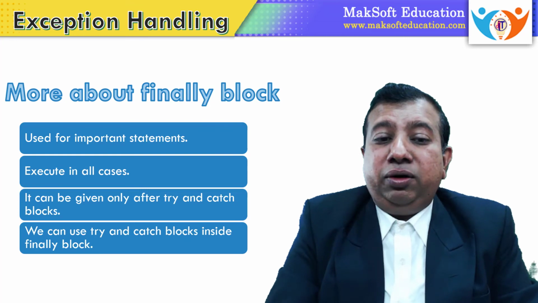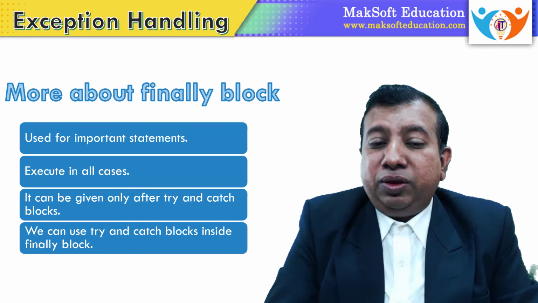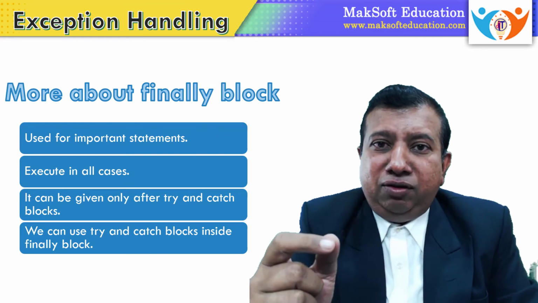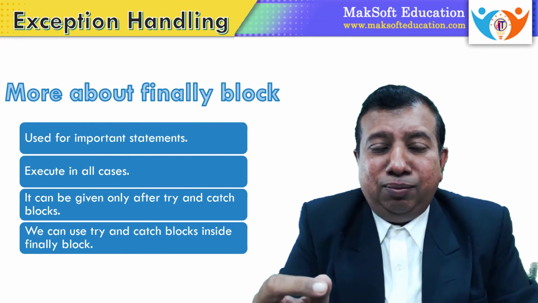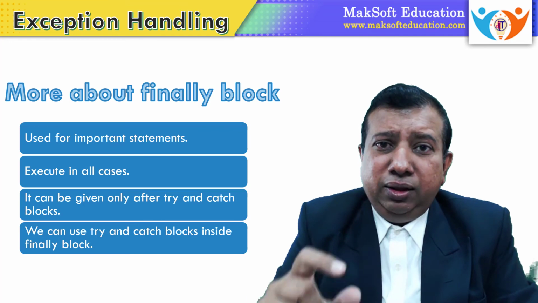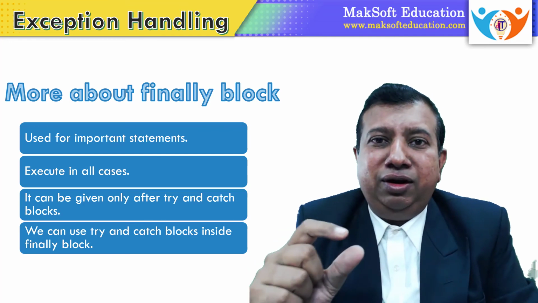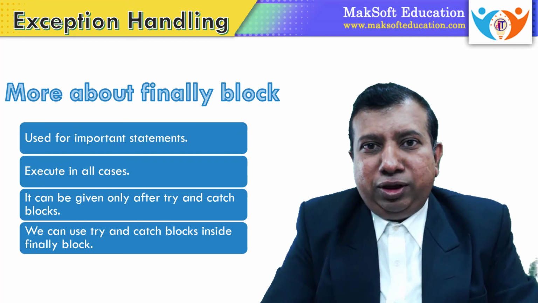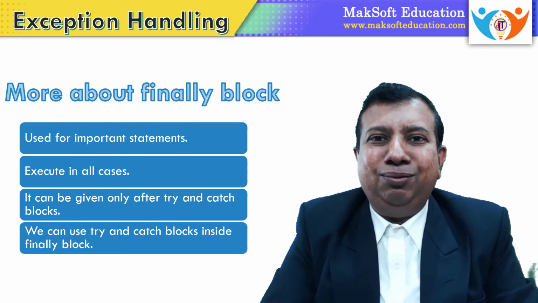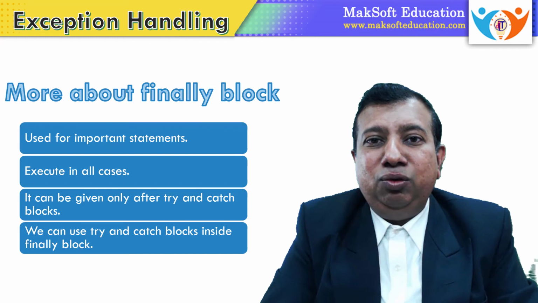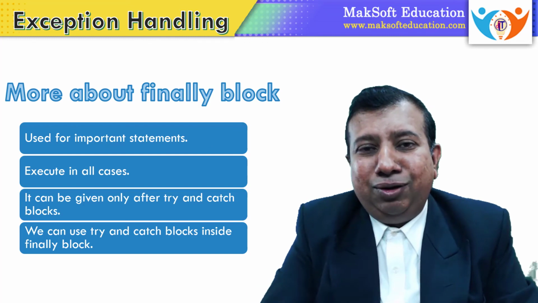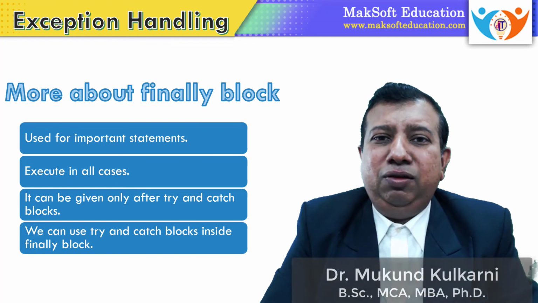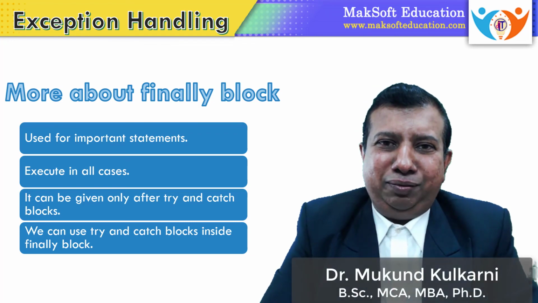We can use try and catch blocks inside a finally block. That means if you have some doubtful statements inside a finally block itself, then we can put those statements in a try block and add a catch block for the same. So we can use try and catch blocks inside a finally block, or even write a finally block inside a finally block, so it can have nesting. So this is about using the finally block.